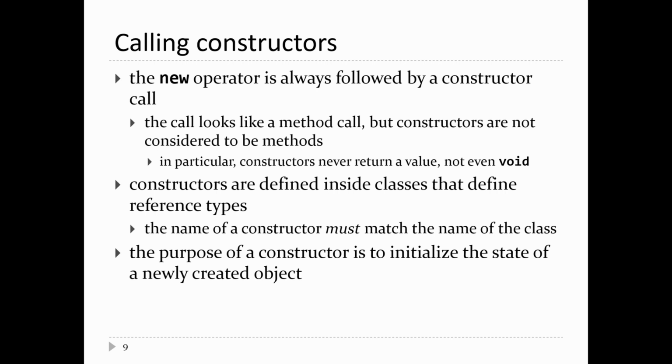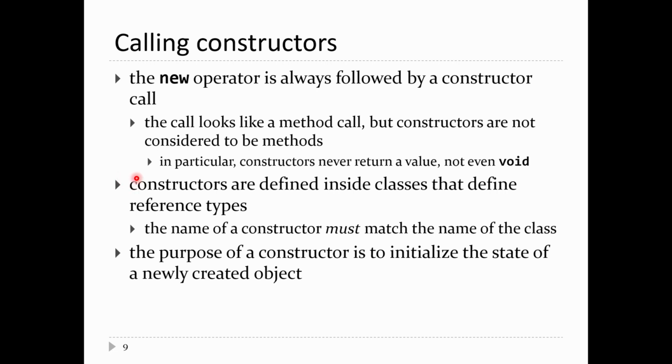Okay, so when you use new, you always follow it with a constructor call. Calling the constructor looks like calling a Python function. It sort of looks like a method call in Java. But in Java, constructors are not considered to be methods. So constructors are their own thing. One of the big differences between a constructor and a method is that a constructor does not return a value. All methods in Java return one value or void. Constructors never return anything, not even void. So that's one of the big differences. The other big difference is that you can't freely name constructors. The name of a constructor always matches the name of a class.